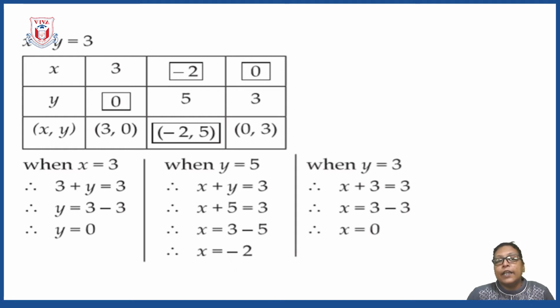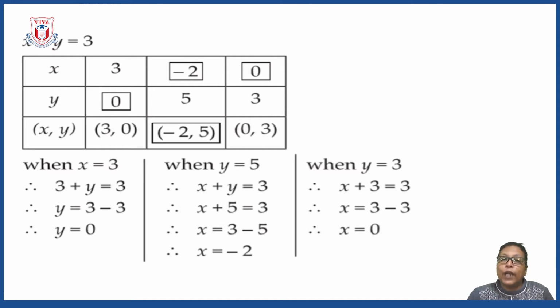In the second column now, you can see that the value of y is provided. So replace y by 5 there. When y is equal to 5, the equation becomes x plus 5 is equal to 3, and therefore x is equal to 3 minus 5, that is x is equal to minus 2. So put that value in the box.